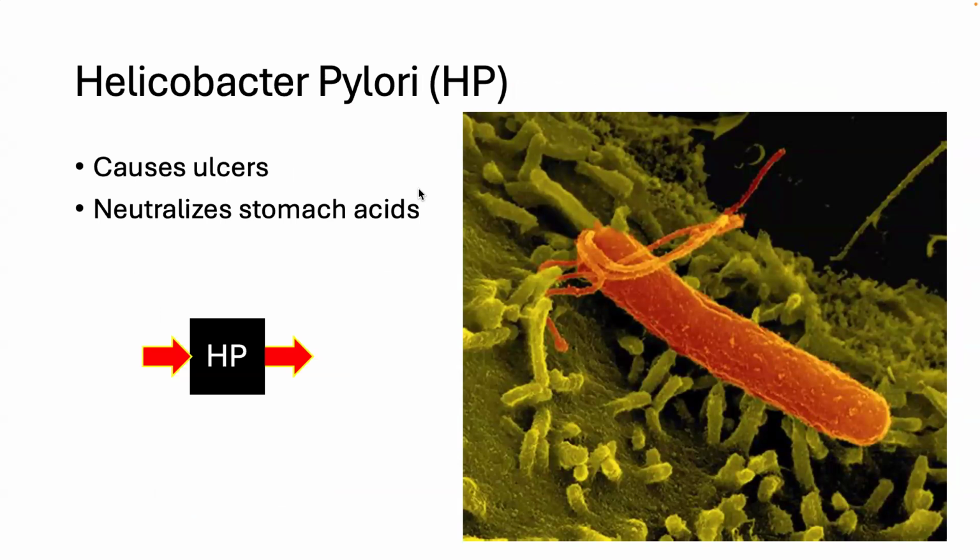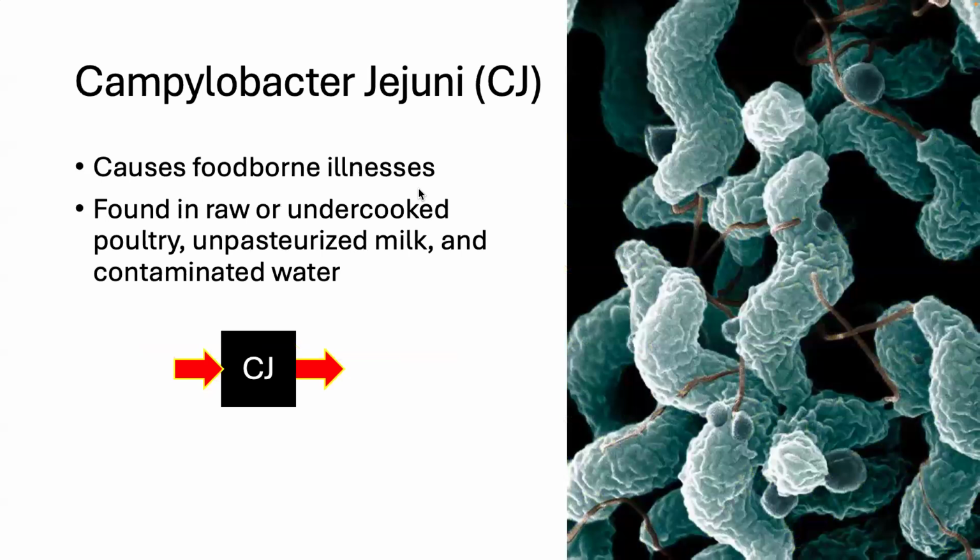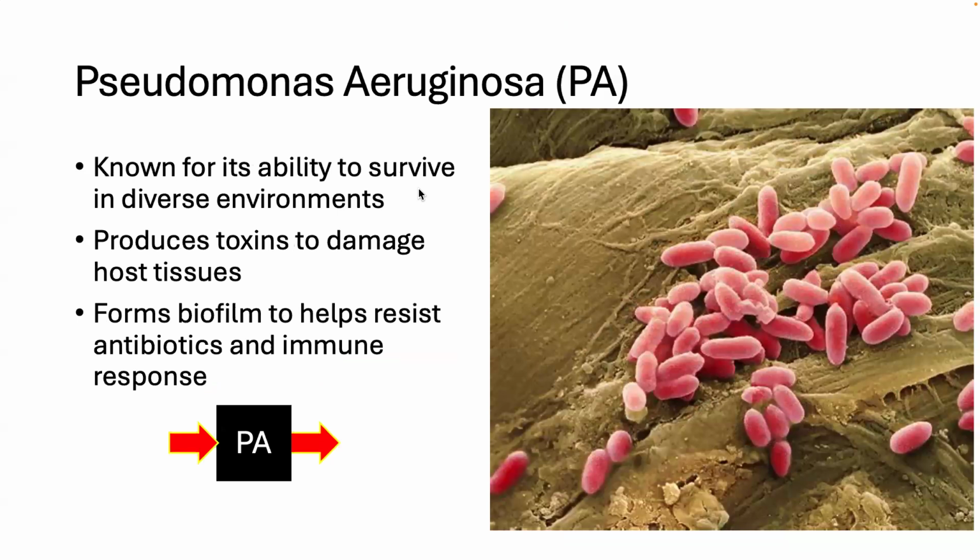HP, it causes ulcers, it neutralizes stomach acids, just to mention a few things that it does. And so causing ulcers is not a good thing, so I put it in the bad guy category. CJ causes foodborne illnesses. It's found in raw or undercooked poultry, unpasteurized milk, and contaminated water. Not a good guy, and so we have another example of that.